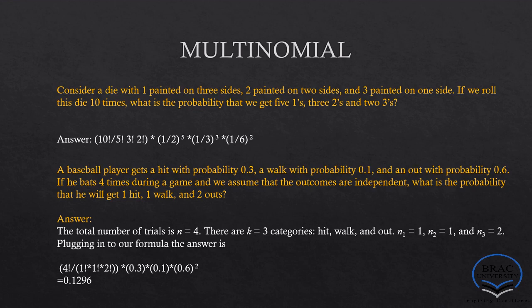The probability of getting 1 hit is 0.3, so 0.3 to the power 1. The probability of getting 1 walk is 0.1, so 0.1 to the power 1, and the probability of getting out is 0.6, and the number of times we want him out is twice, so 0.6 to the power 2.